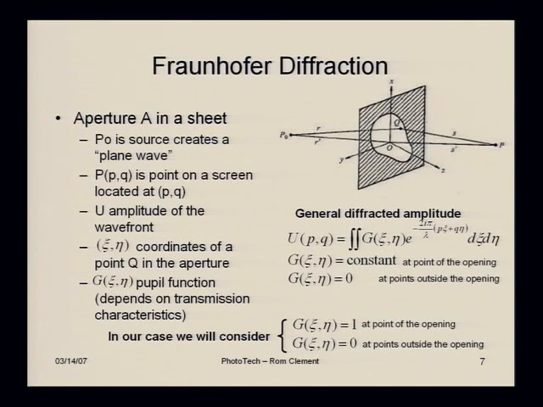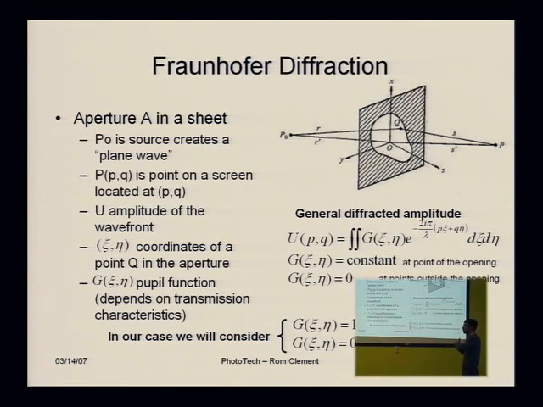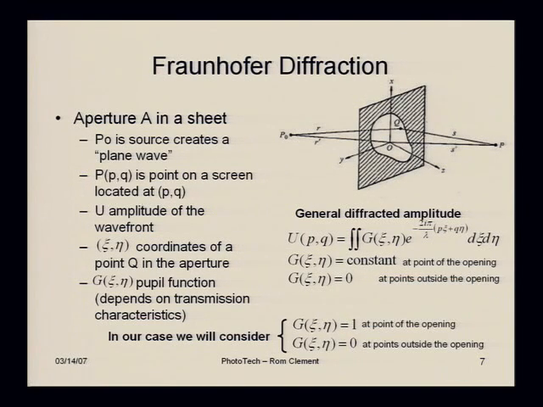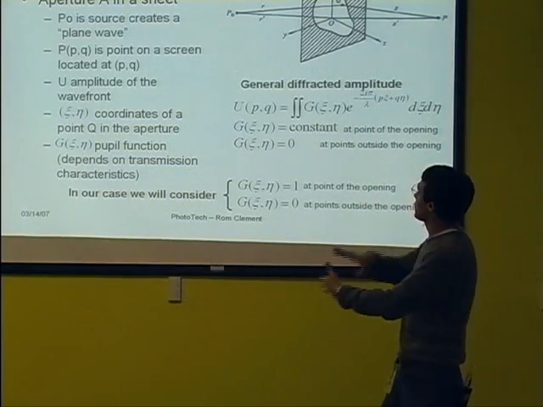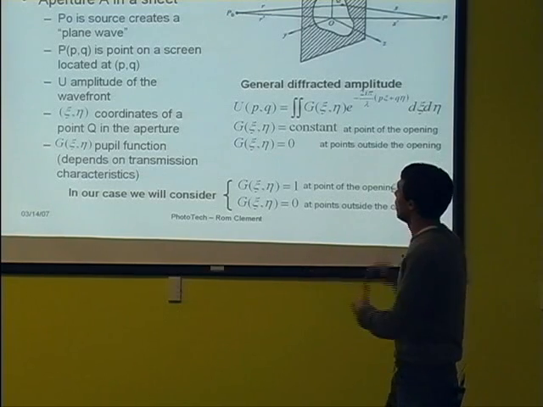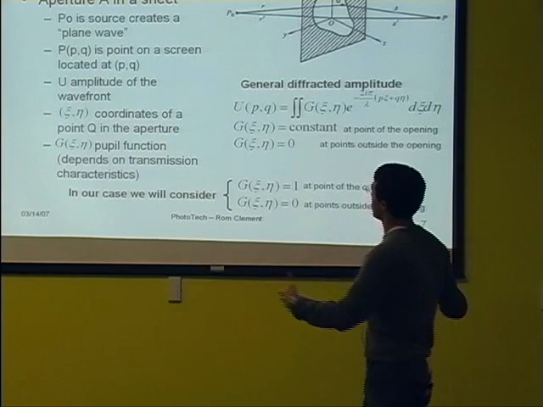So I don't want to scare you with the math, but just to give you a feeling of how diffraction is computed. I have an opening, an aperture in a sheet of paper, for instance. I have a point source, P0, which is assumed pretty far from this aperture so that the incoming beam of light is parallel and I have plane waves. And I'm looking at this aperture from the point P, which is behind this aperture.